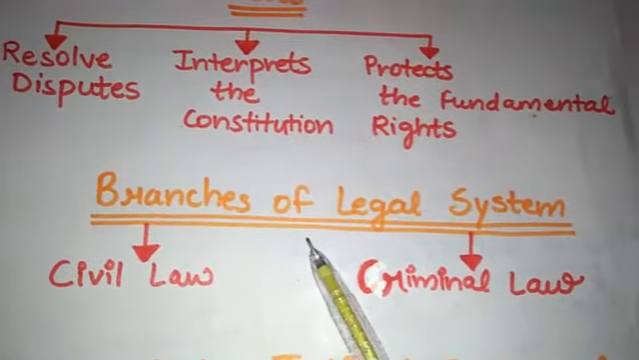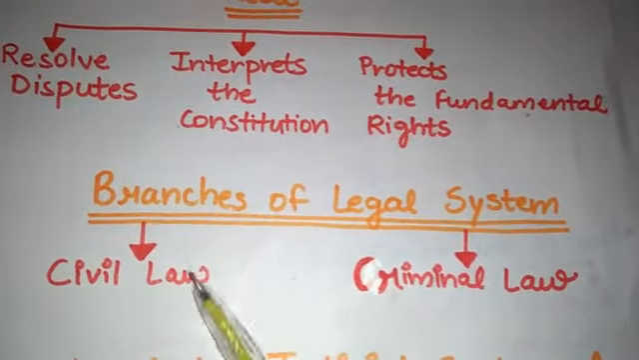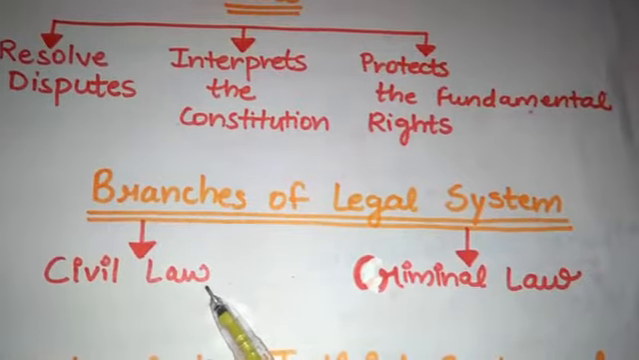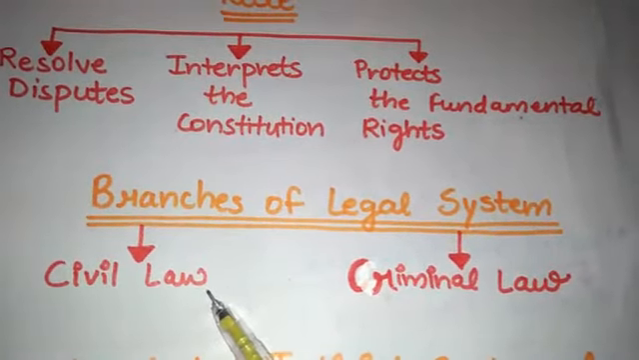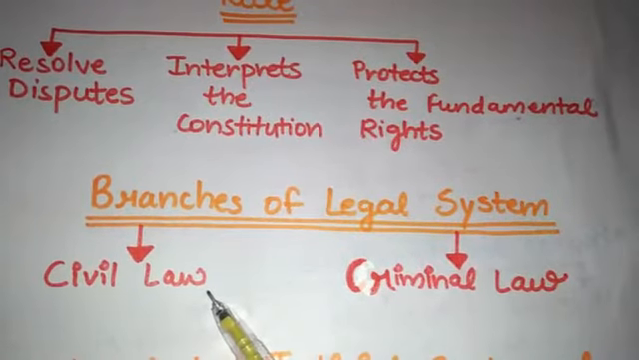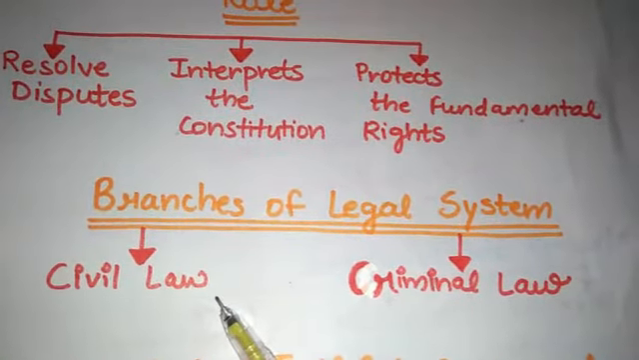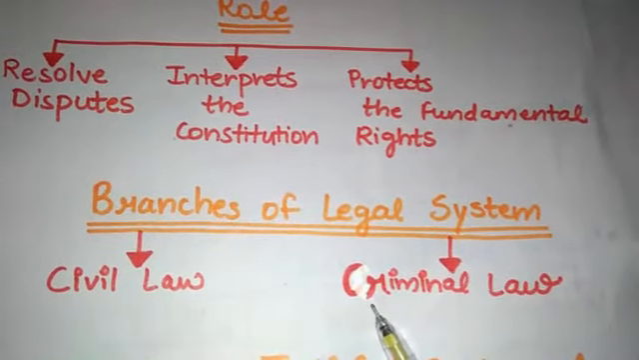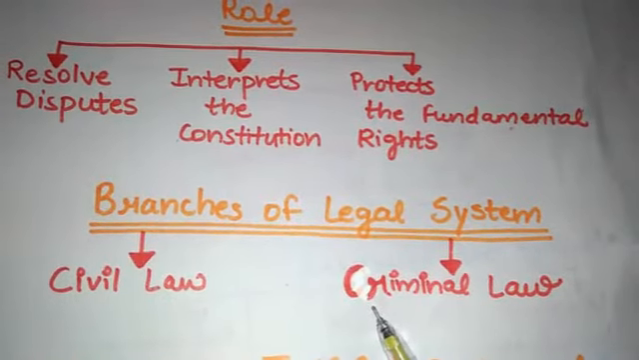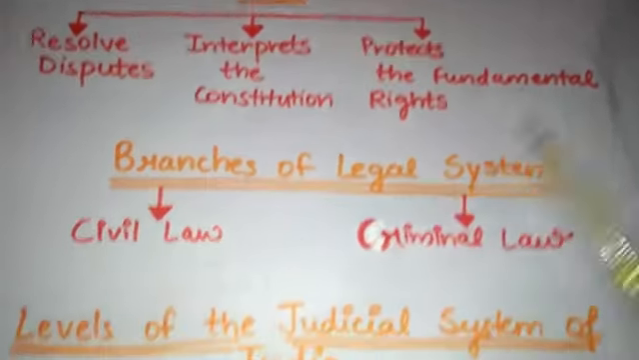We have two branches of legal system. First one is civil law. It deals with disputes between various individuals or organizations, like disputes over property, marriage, custody or money. The second one, criminal law. It deals with crime-based cases like murder, kidnapping, etc.